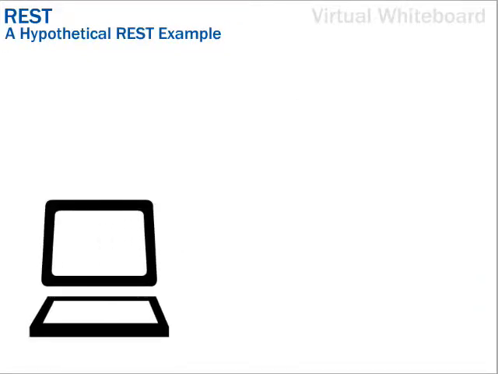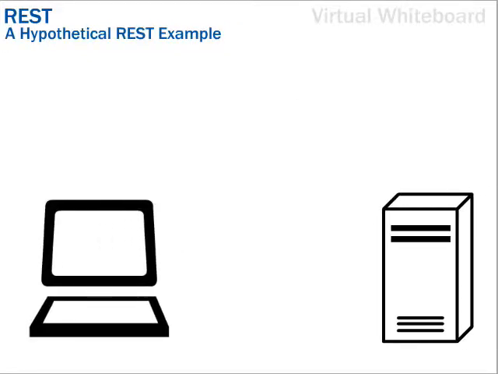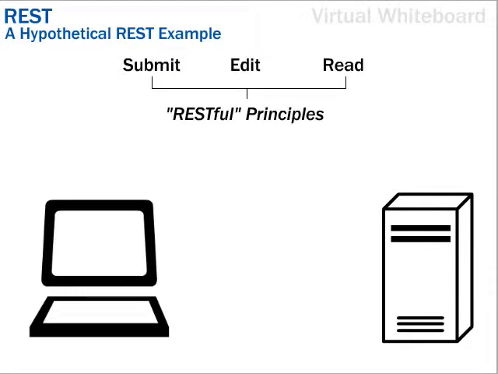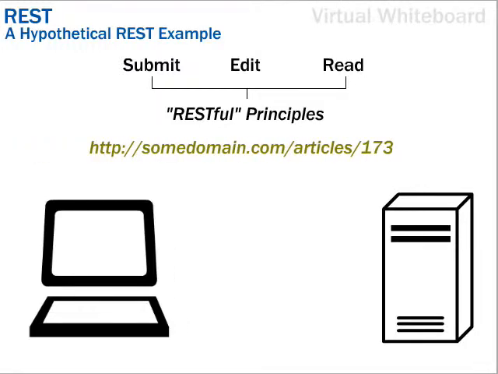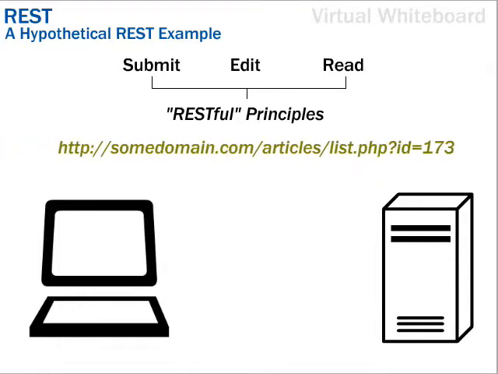To understand how and why we might apply these ideas, let's look at a hypothetical example. Suppose that we have a web service that allows writers to submit, edit, and read articles. Applying so-called RESTful principles to the design of this application, the following occurs. Each submitted article has a unique URL. For example, we only require that the URL be unique for each article. For instance, this URL also fulfills this requirement.